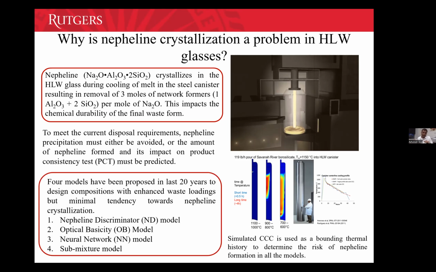Now, to predict whether a glass will crystallize nepheline or not when poured into a steel canister, different models have been proposed by national labs. So these are the 4 different models that have been proposed by national labs. Recently, with the advancement in machine learning, we are also combining machine learning models. There are 1 or 2 more machine learning models that have been proposed, but they haven't gained so much traction. These are the 4 primary big models that have been discussed in the literature and used in the studies.